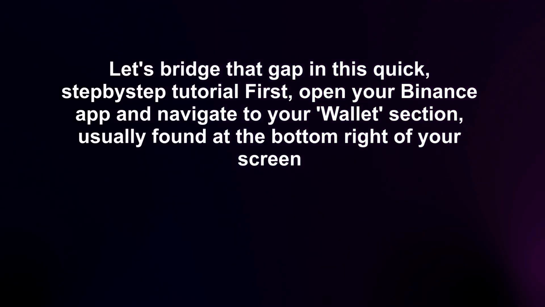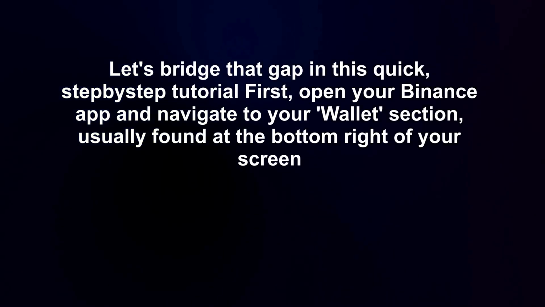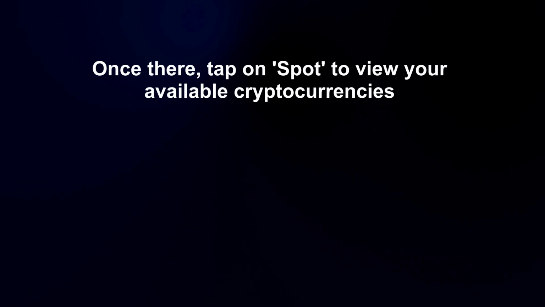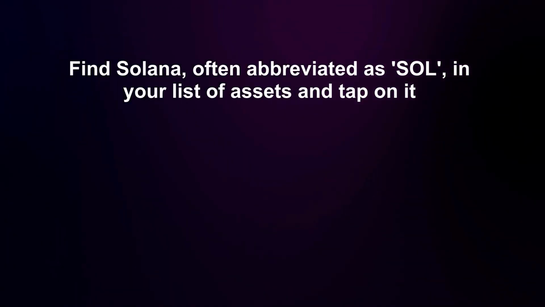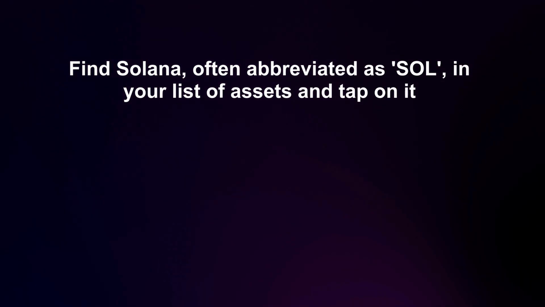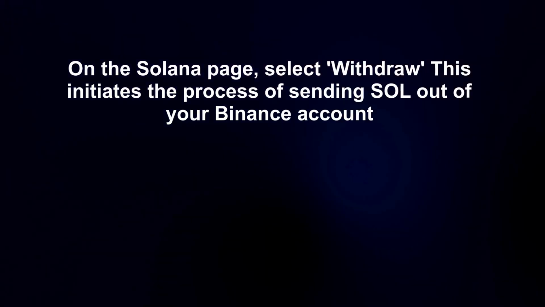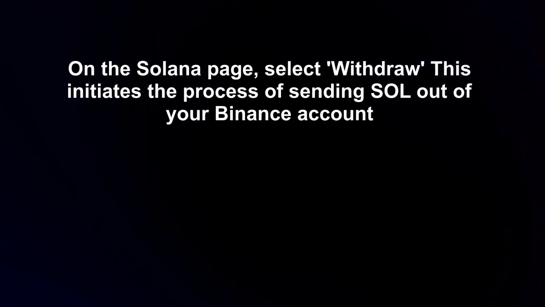First, open your Binance app and navigate to your wallet section, usually found at the bottom right of your screen. Once there, tap on Spot to view your available cryptocurrencies. Find Solana, often abbreviated as SOL, in your list of assets and tap on it. On the Solana page, select Withdrawal. This initiates the process of sending Sol out of your Binance account.